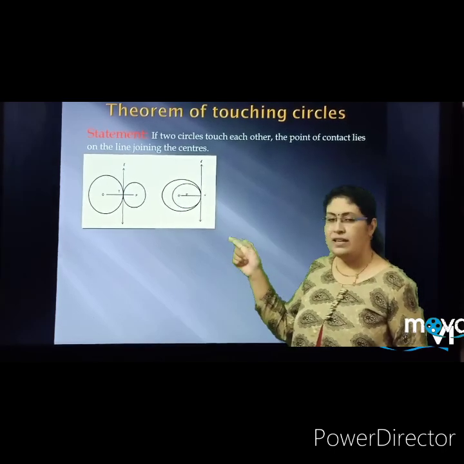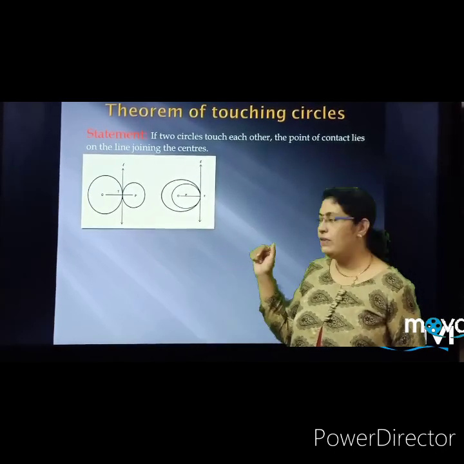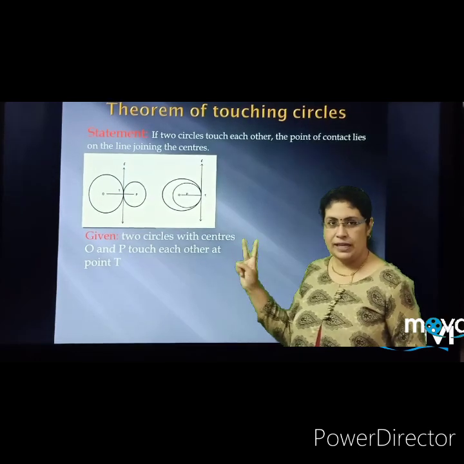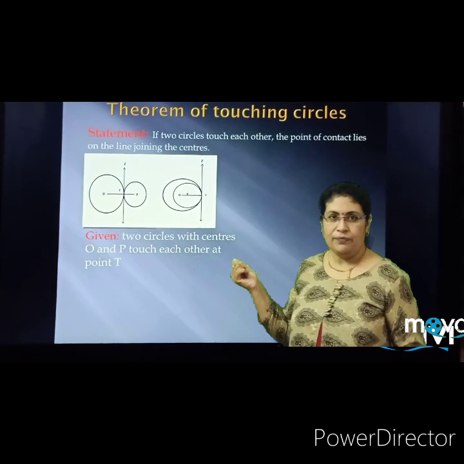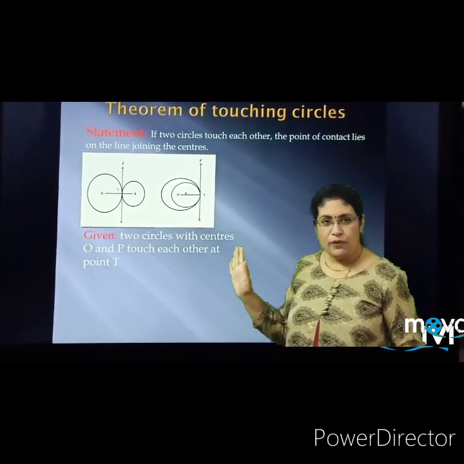That the circles have center O and center P. So two circles touch each other at point T. Let us write down the given things. So their point of contact is T.